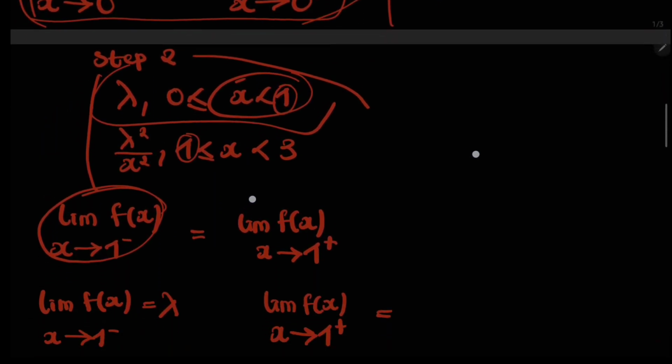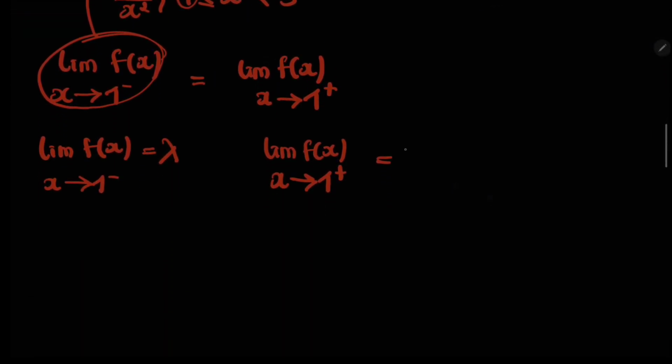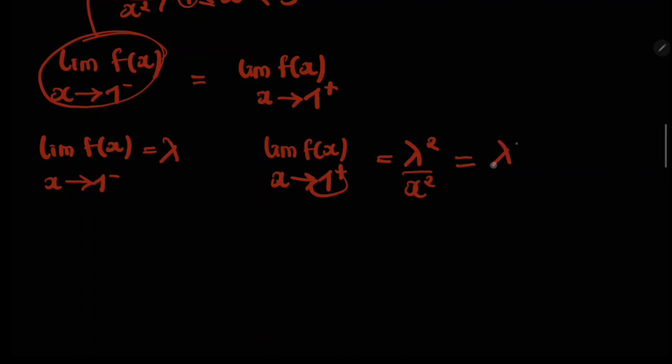is lambda squared on x squared. But remember, x is going to 1, so we have to replace our x with 1. To further simplify this, we will have lambda squared on 1, which is still lambda squared.